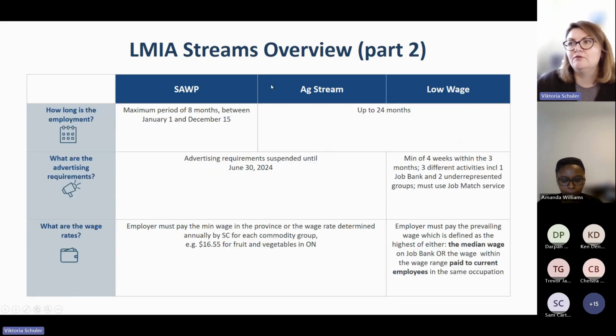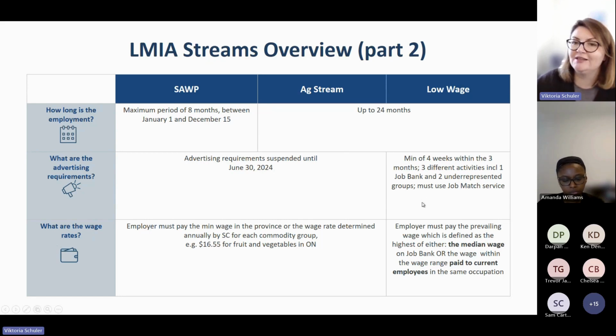How long is the employment? For SAWP, it's maximum 8 months. For ag stream and low wage it is 24 months. For high wage, there was a possibility to do 36 months, but it looks like it's no longer valid. The advertising requirements for primary agriculture, which is SAWP and ag stream, have been suspended. So it's very easy. You don't need to advertise. You don't need to provide any proof. It's good to be able to answer the question, what have you done to try to hire? But nothing is required to be submitted with the application.